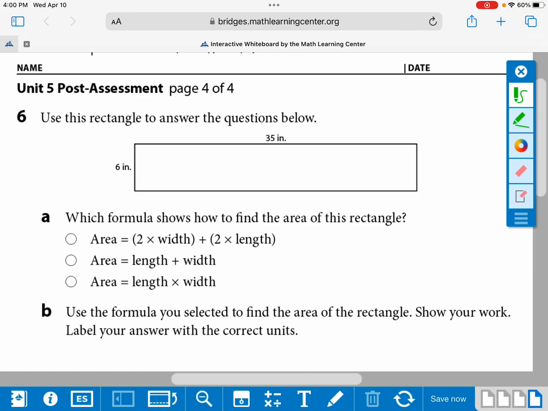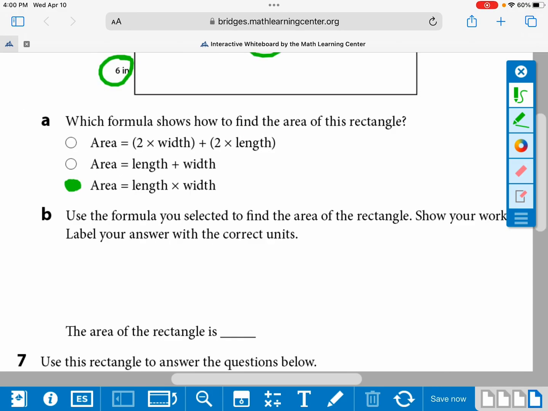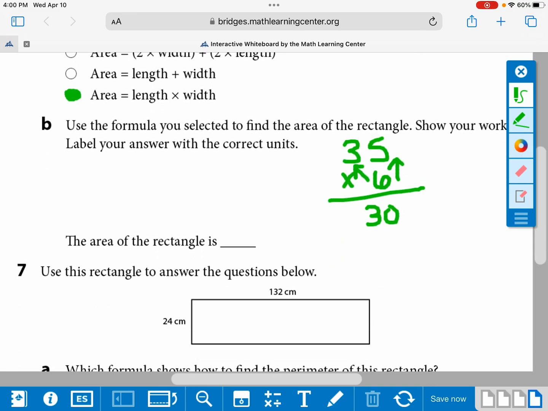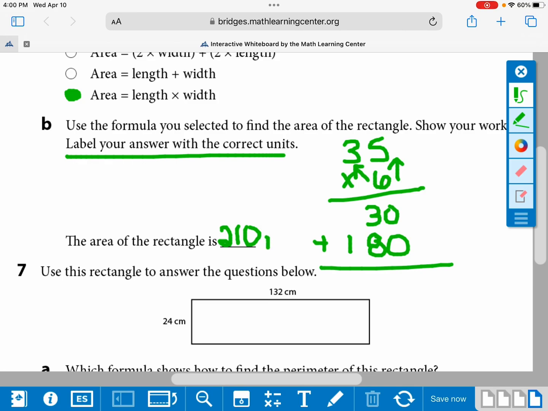So how do we find the formula for the area of a rectangle? Well, it is length times width. So here we got 35 times 6. 6 times 5 is 30. 6 times 30 is 180. And so here we just add them up. You're going to get the answer of 210. But we're not done. It tells us to label them correctly: inches squared.